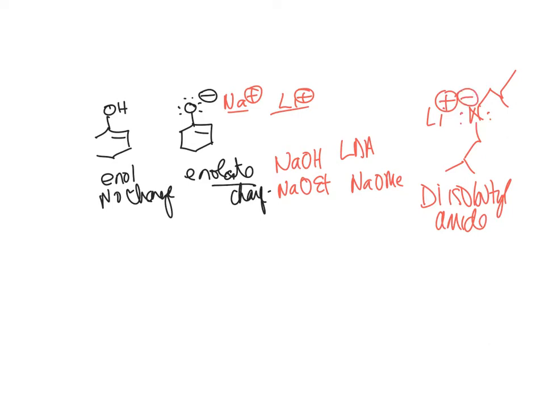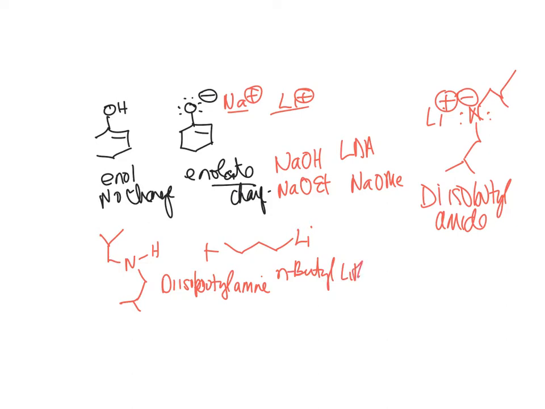Okay. And so how is that even made? You basically take diisopropyl amine and you react it with n-butyl lithium. And this does acid-base chemistry. This is actually your base, and this is your acid here, and it will deprotonate.